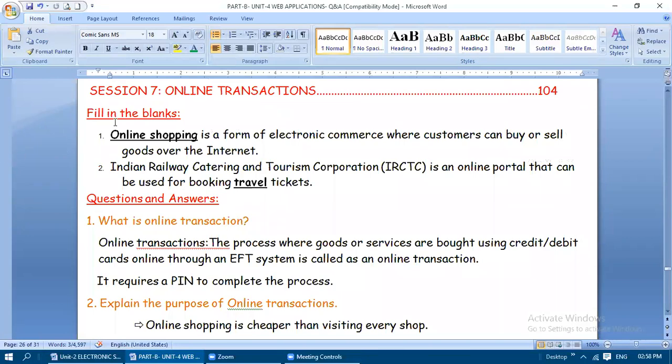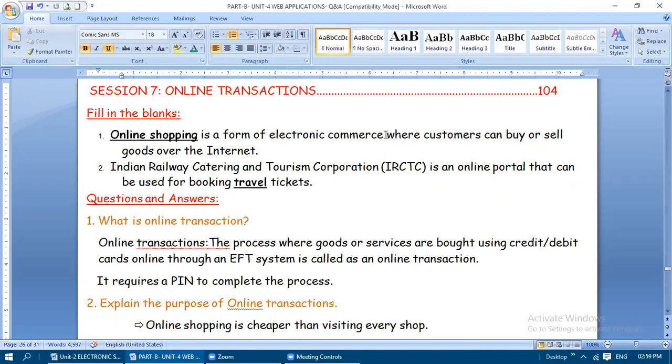Next we will see session 7, that is online transactions. So first, fill in the blanks. The first question is, online shopping. Online shopping is a form of electronic commerce where customers can buy or sell goods over the internet.